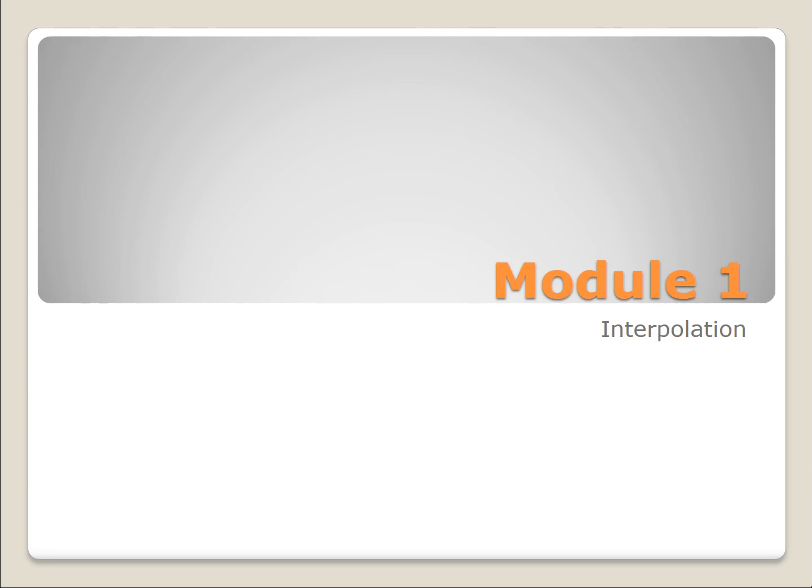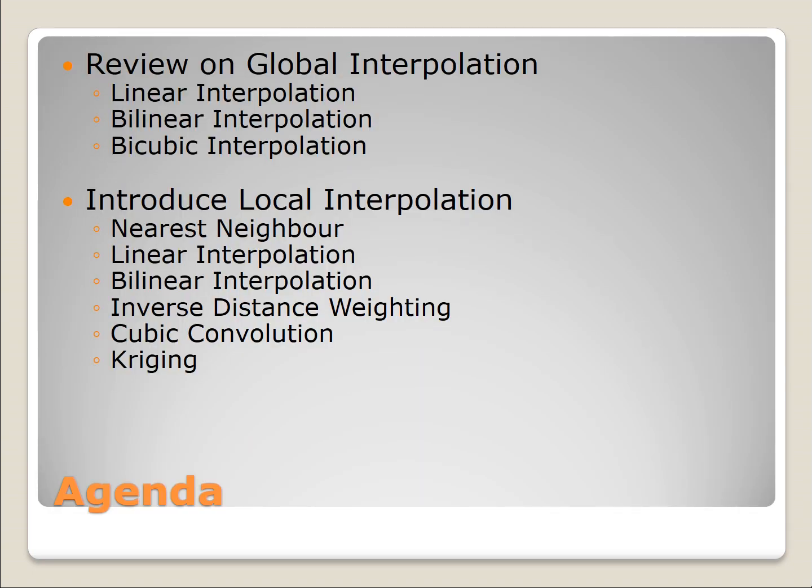All right, moving into our next modeling component, which is local modeling. I'm not going to spend much time on this first page, but I'm going to do a quick review of global interpolation, what you just covered in the previous one. So what do I mean by linear, bilinear, and bicubic interpolation in terms of global interpolation?